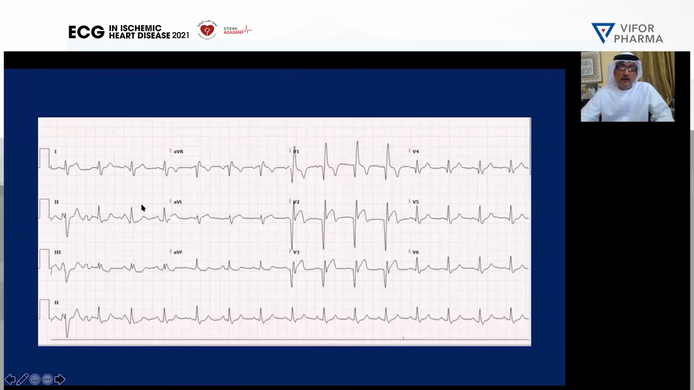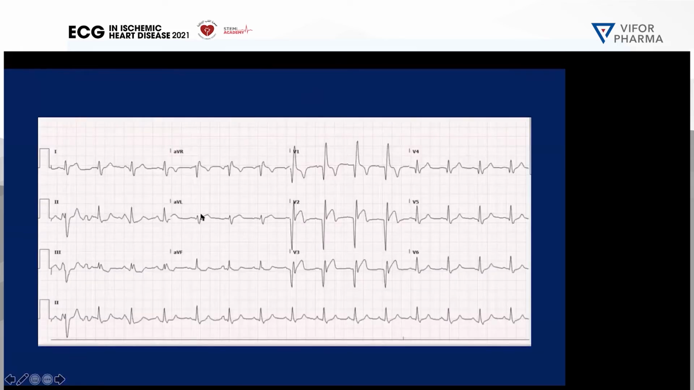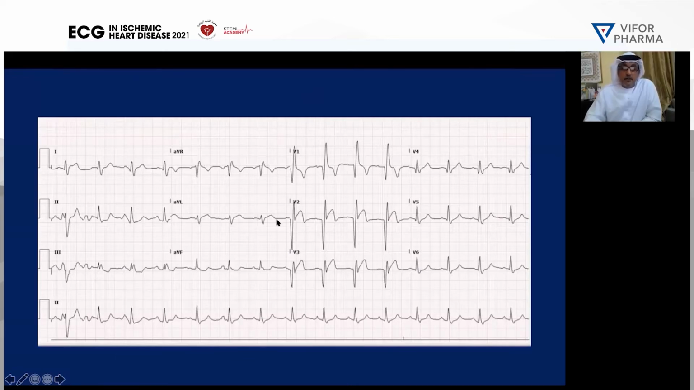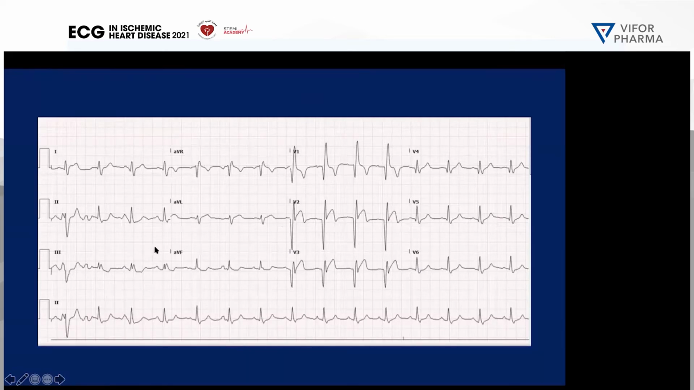In this case, 45 years old with chest pain. Rate, rhythm, axis, interval. So the rate, what is the rate here? Look at how many big squares. It's around 3.5, so it is more than 75, around 80 something.